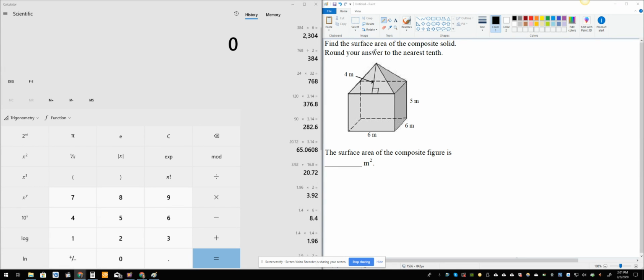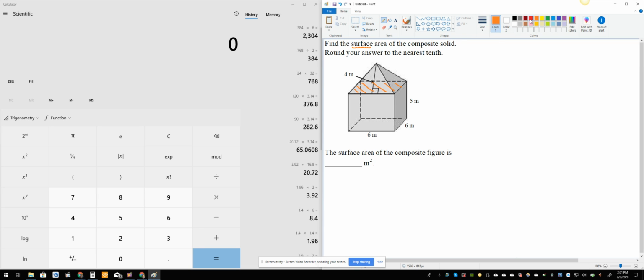Okay, we want to find the surface area of the composite solid, which is made up of a pyramid on top and a rectangular prism on bottom. The thing we have to be aware of is that we are not going to be including the bottom of the pyramid or the top of the prism, because it's no longer on the surface. It can't be a part of the surface area.